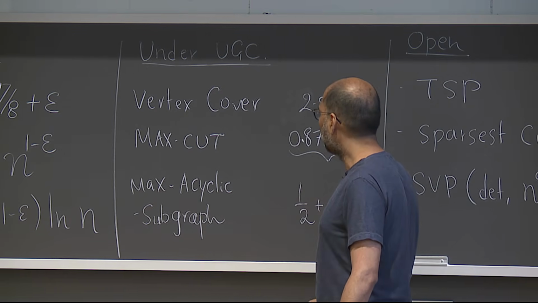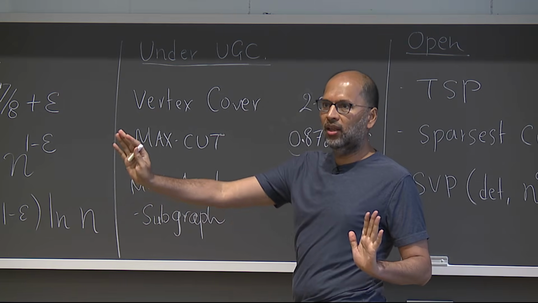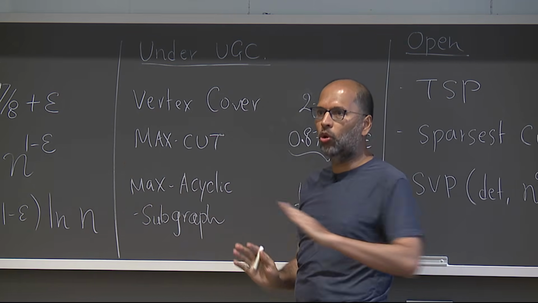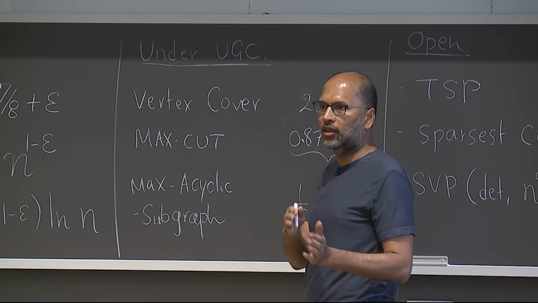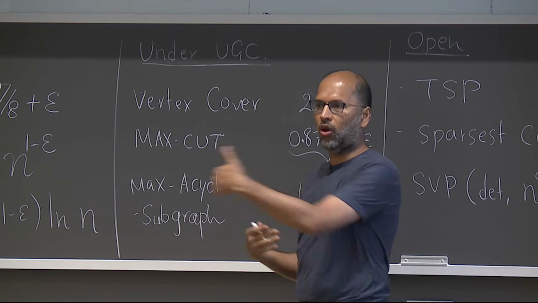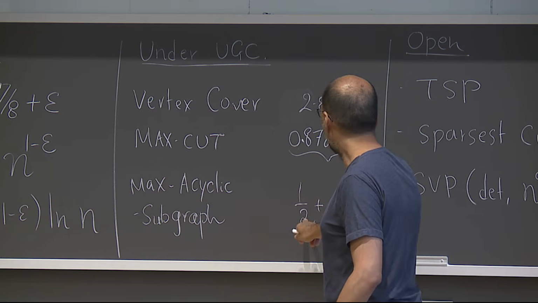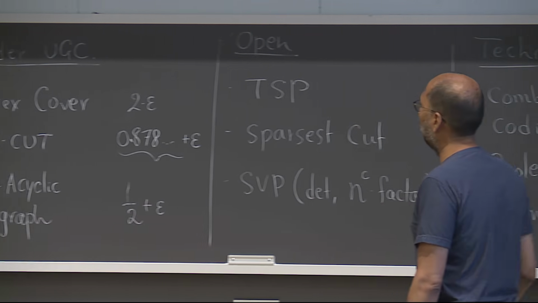There's a problem called max acyclic subgraph. Given a directed graph, you want to order it on a line so as to maximize the number of edges which go forward. So you can certainly do half algorithmically, just take an arbitrary order and either take the edges forward or backward, right? So that's going to give you half, and it's hard to beat half.